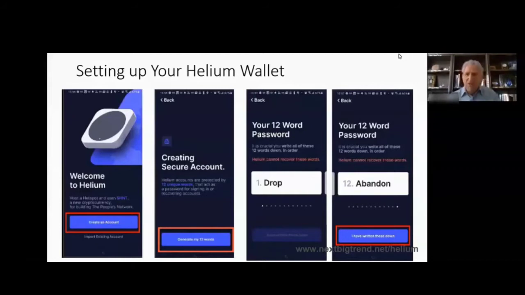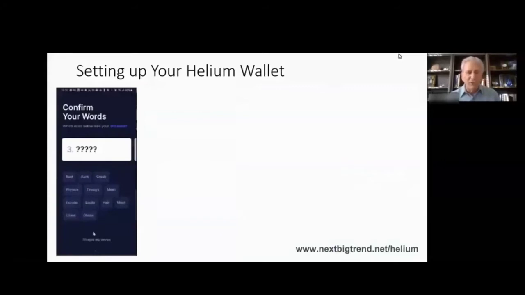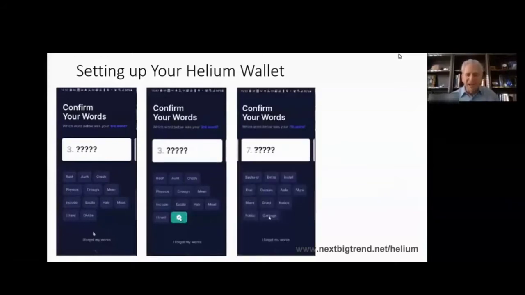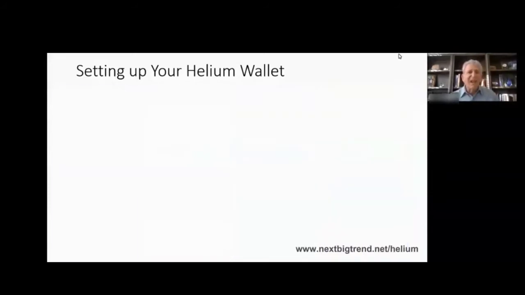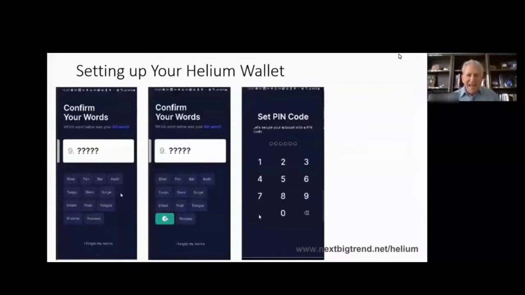After you click on I have written those down, it's going to test you on 3 of those words. It'll say, in this case, number 3, and it'll give you a list of words, and you have to choose what word was number 3 on your list. You click on it, and then it'll give you number 7. You click on the word that's at number 7 on your list, do the same thing for number 9, and then at the end, it's going to ask you to set up a PIN code.